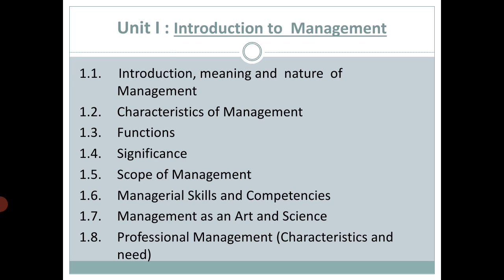Whenever we consider unit number 1, introduction to management, the different contents are, for example, introduction, meaning and nature, characteristics of management, functions, significance, scope of management, managerial skills and competencies, management as an art and science, and professional management, in which we have studied the characteristics and need. Here we are required to be clear with each and every terminology. For example, in this introduction to management, we need to be clear with the term management. Do we know management? This thing we should be clear with.